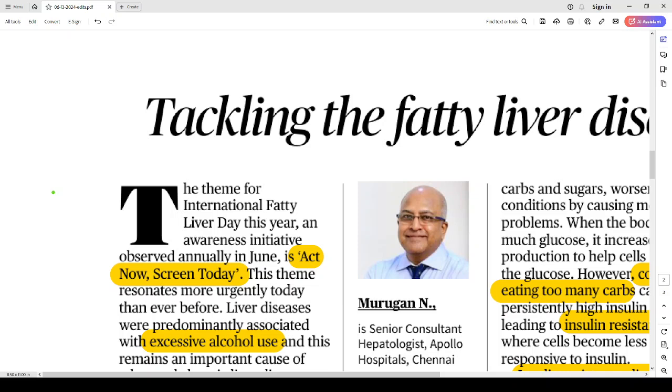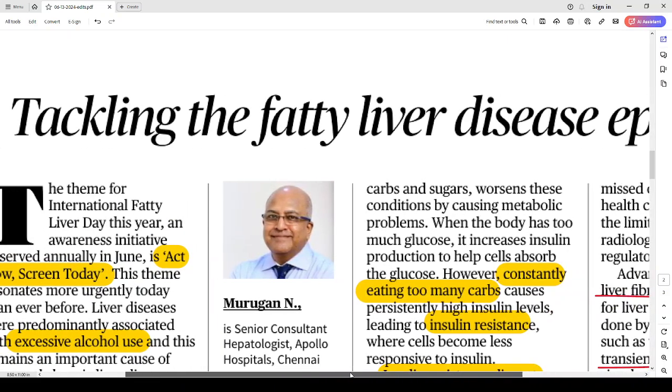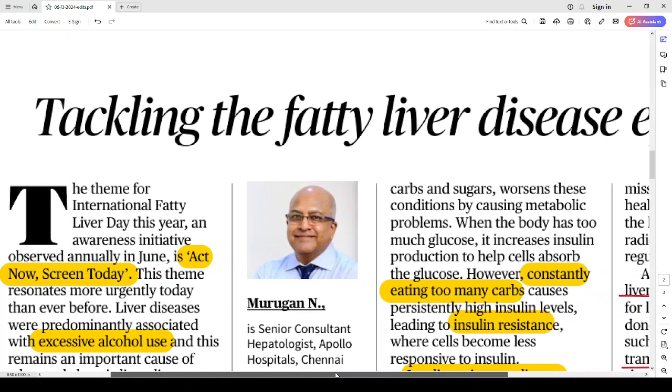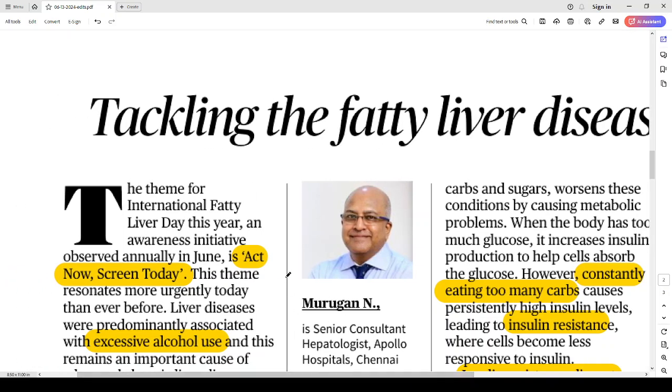So there is one important article on June 13 in The Hindu, which is about tackling the fatty liver disease epidemic. This is important in terms of science and technology from the society point of view. What are the epidemics that affect the society, right? So just quickly go through it. I won't take much time, and this is very important.